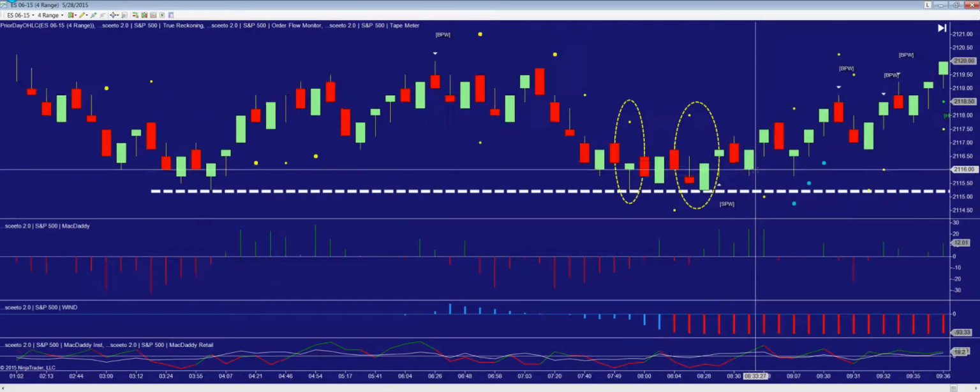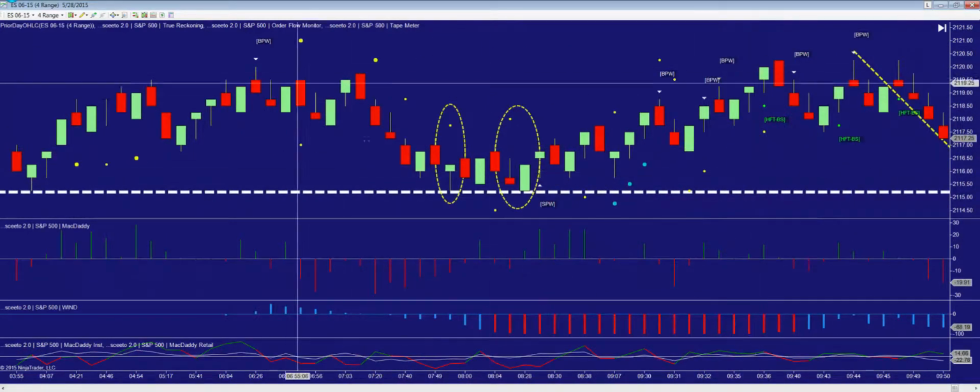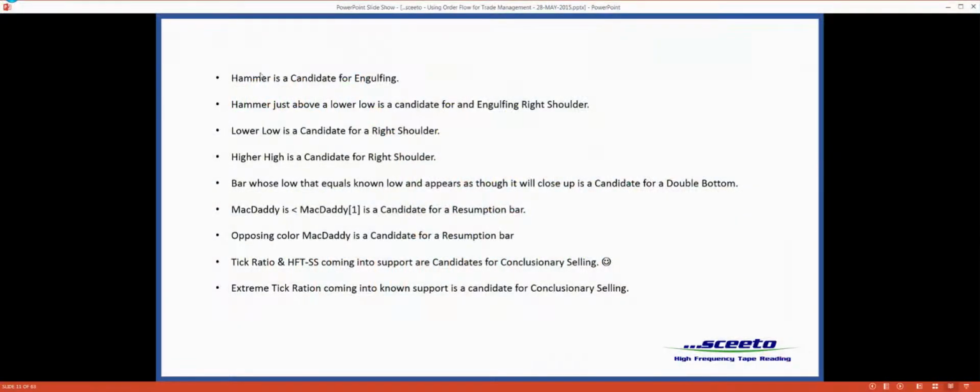And as a homework assignment, I would recommend everybody do this. Go look for head and shoulders, candidate bars, hammers, lower lows, higher highs. McDaddy is less than McDaddy a bar ago for resumption. Look for tick ratios and sell signals coming into support. So everybody has a homework assignment.